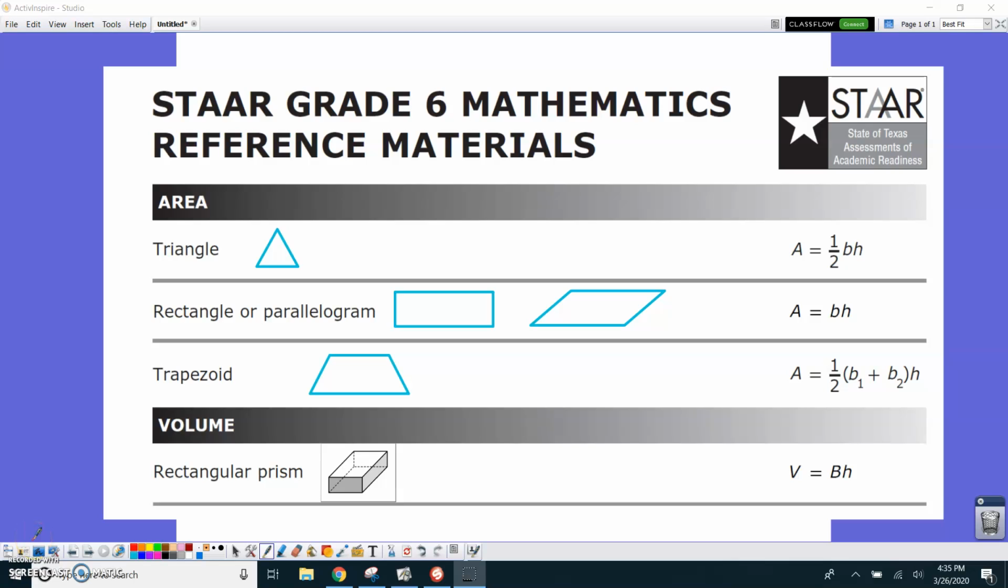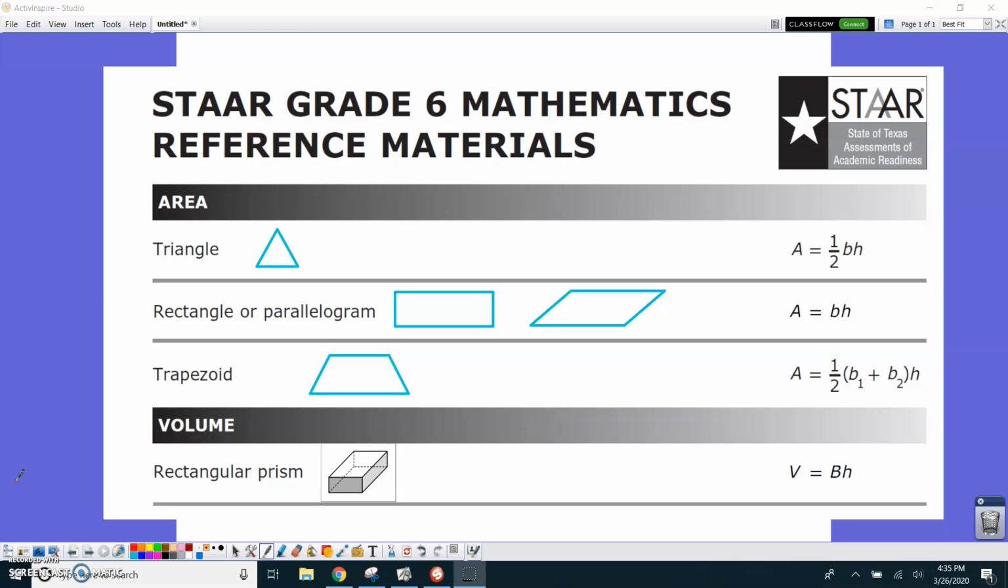Hey guys, since this week we are talking about area and volume of various shapes, I'm going to introduce to you your 6th grade mathematics reference materials. On here you can see it has the formulas how to find area and volume for different shapes. We have a triangle, rectangle or parallelogram, a trapezoid, and a rectangular prism.